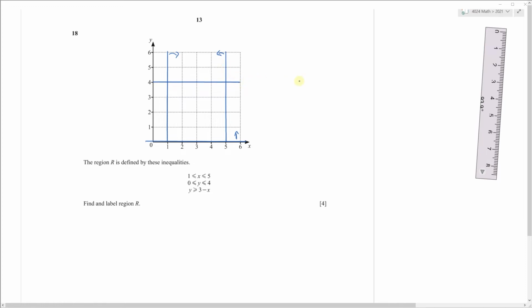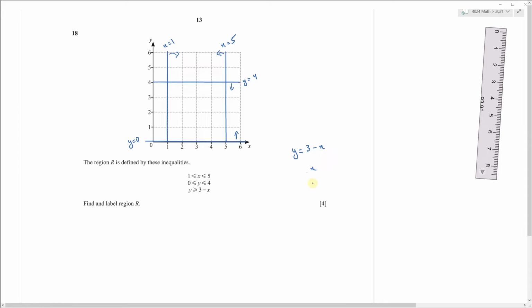Okay, this is better. So let me actually mark these: y equals 4, y equals 0, x equals 1, x equals 5. So y is less than or equal to 4 means below this line. And then you have y is greater than or equal to 3 minus x. So we can write this as y equals 3 minus x.